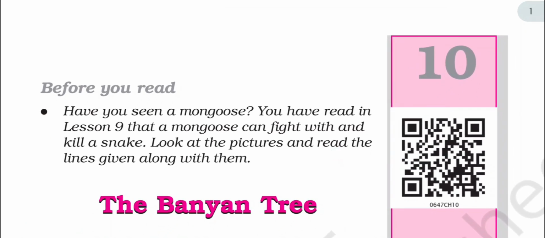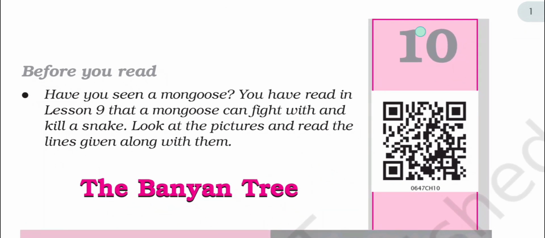And this is the last chapter of class 6. The chapter name is the banyan tree. Banyan tree कहते हैं बरगद के पेड़ को.